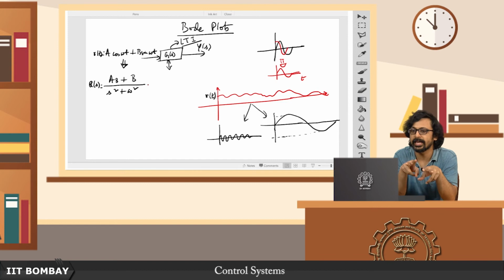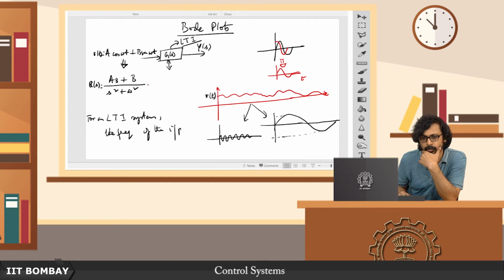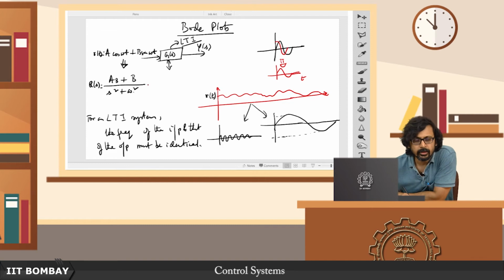So there are two things that an LTI system generally does to such signals. One, it amplifies or attenuates the amplitude of the signal. Two, it gives a phase shift. But remember, for an LTI system, the frequency of the input and that of the output must be identical. So you can immediately check this here.